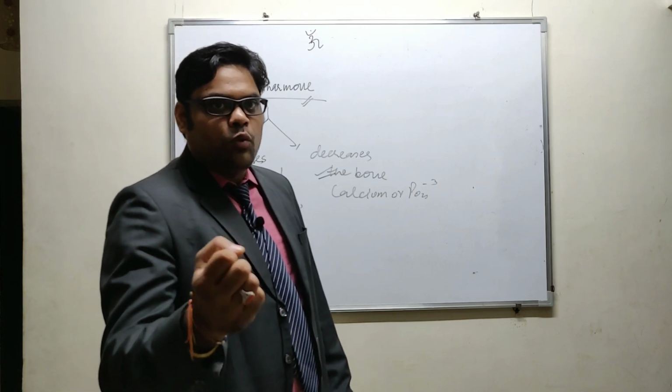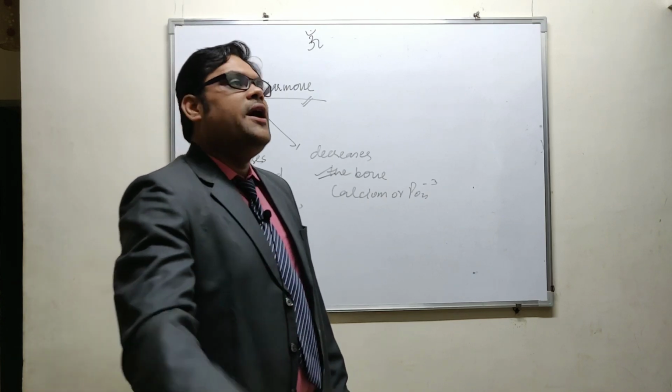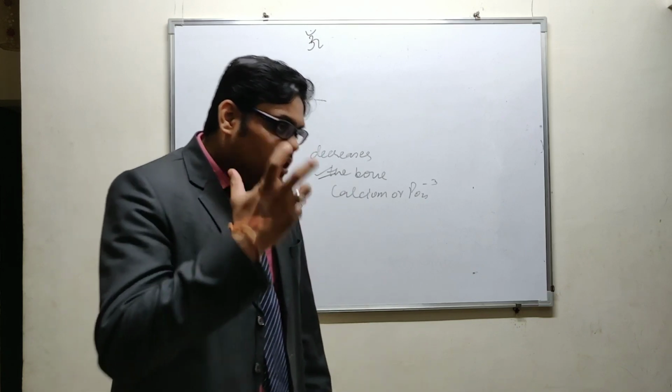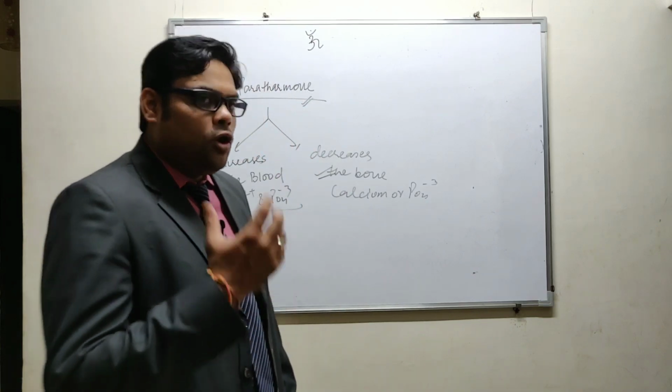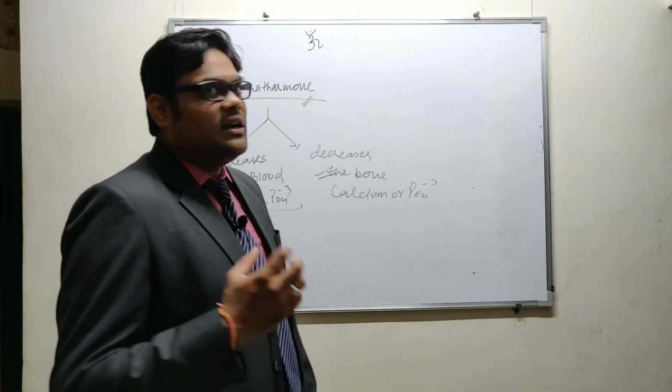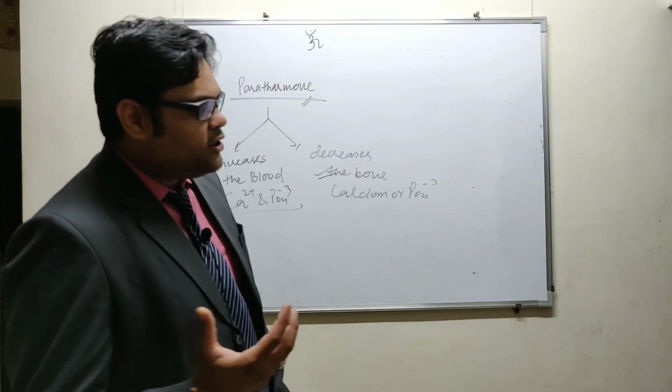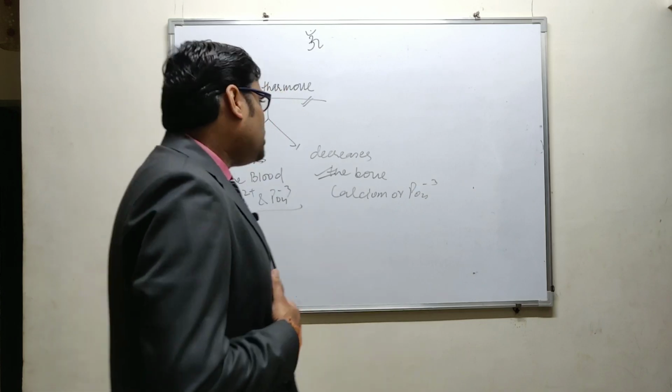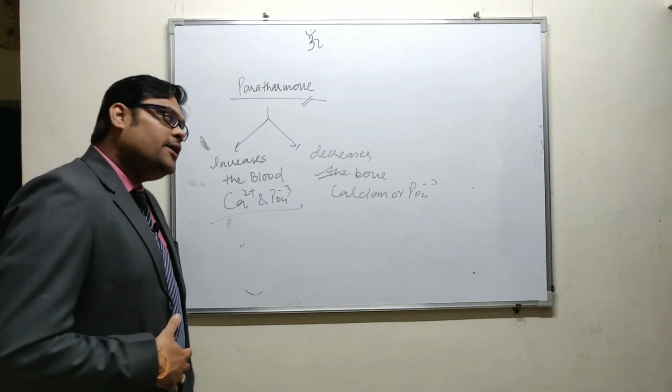So this is known as what? Muscle lock. The lock jaws, or the scientific term, tetany. So hypoparathyroidism leads to tetany.